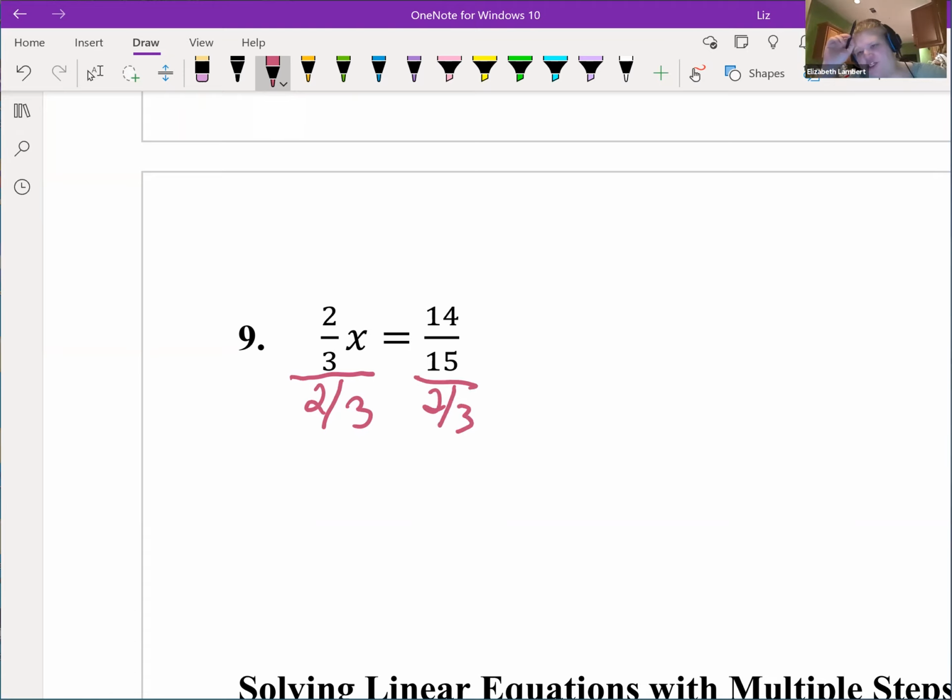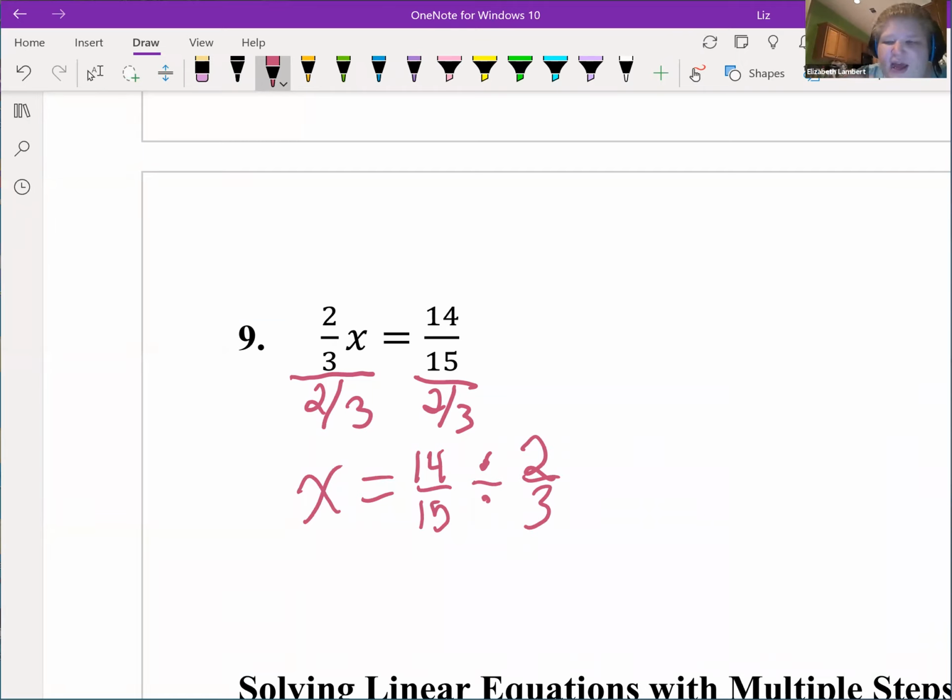And now I have a fraction over a fraction. Dear God, why? But at least the left side is x. So whatever the heck 14/15 divided by 2/3 is our answer. We can do it though. So we have 14/15. Now instead of that big fraction bar, I'm going to go back to old school division and 2/3.